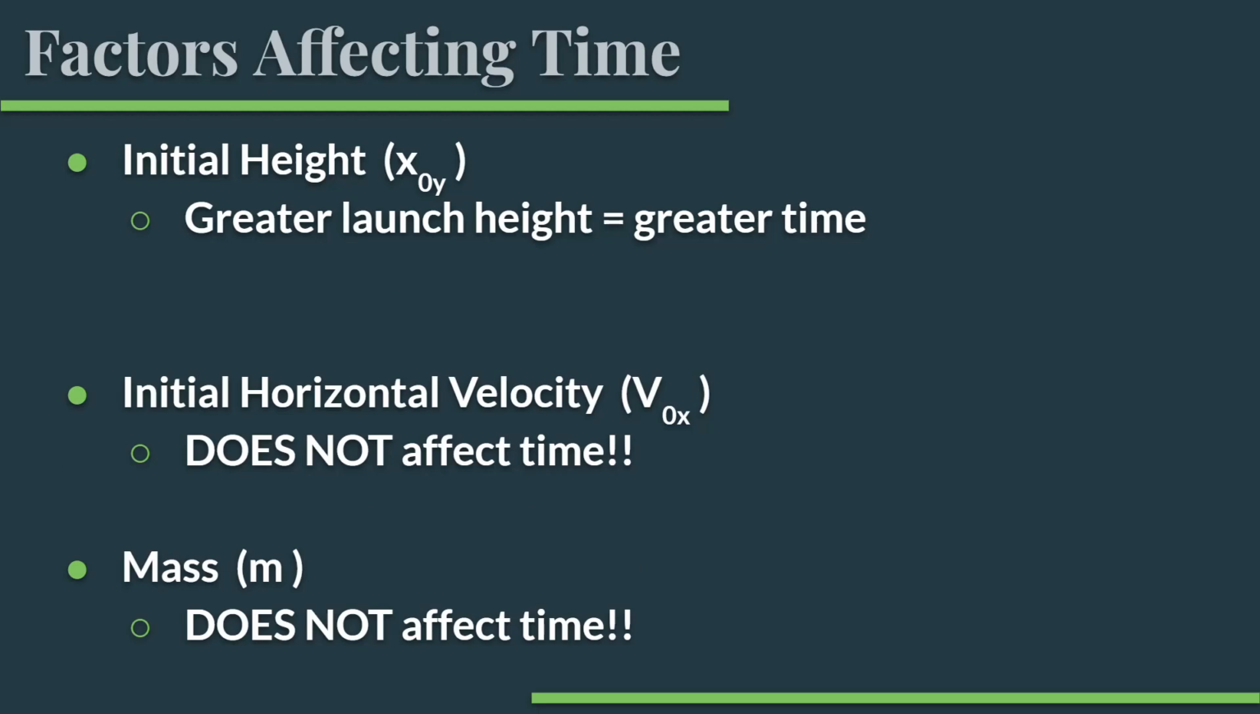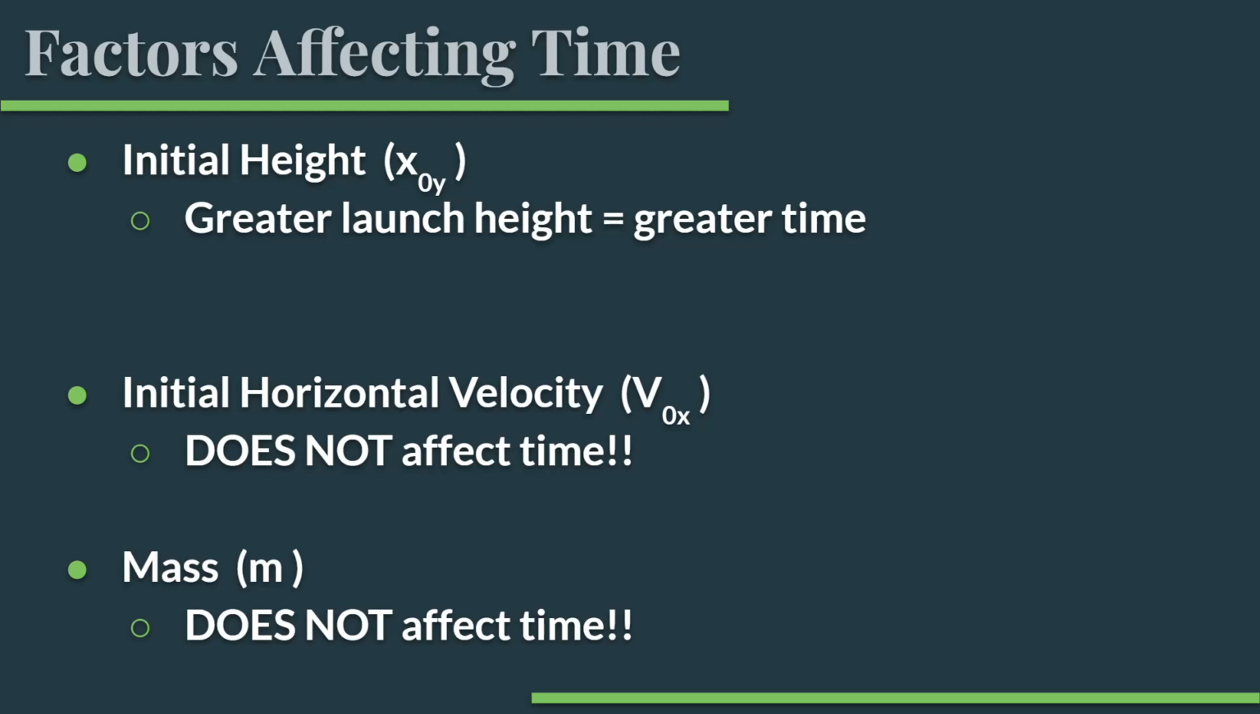Factors affecting time. Those last ones were affecting range. Factors affecting time: initial height. The greater your launch height, the greater your time. Obviously, you're higher off the ground, it's going to take longer for it to fall. But that initial horizontal velocity will not affect the time. It doesn't matter how fast the object is projected, it is still going to hit the ground at the same rate because that horizontal motion is independent of the vertical motion.